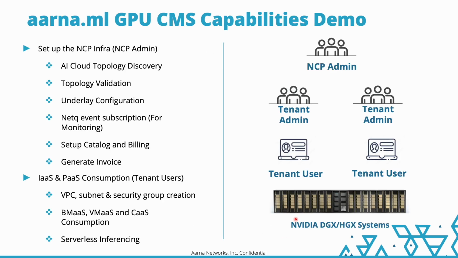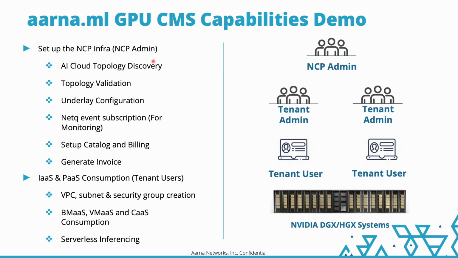Let me also brief you on what the demo storyline is. There are multiple user personas: the NCP admin, who is a super user, tenant admins, and the end users, who are the tenant users. We'll start the demo by first setting up the infrastructure. This is typically an NCP admin job, and we have automated this to an extent that the whole infrastructure discovery, underlay configuration, topology validation, setting up the catalog, billing and everything is done in an automated way. There are no manual steps involved.